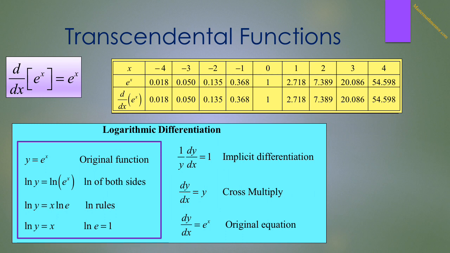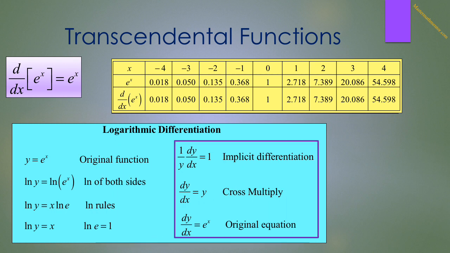But we realize that the natural log of e to the x is the same thing as x natural log of e, using your log rules. So we have natural log of y equals x natural log of e. But natural log of e is defined as 1. So we have the statement that natural log of y is equal to x.